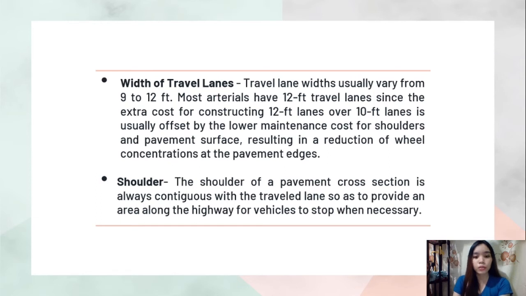So the shoulder of a pavement cross-section is always contiguous with the traveled lane so as to provide an area along the highway for vehicles to stop when necessary. So in some cases, bicycles are permitted to use a highway shoulder, particularly in rural or collector roads.